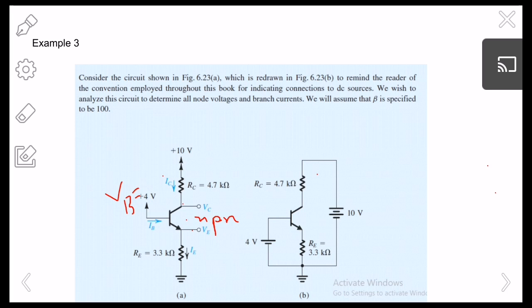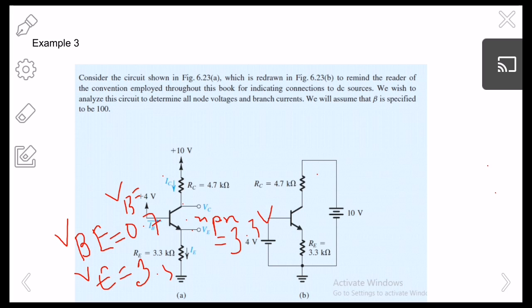Okay, that's good. And we know for a BJT to turn on, specifically an NPN BJT to turn on, VBE must be 0.7. So now you can easily find out what's the value of VE. VBE is 0.7, right? So VE must be then 3.3 volts, right? So your VE becomes 3.3 volts. So these are the things we know so far.